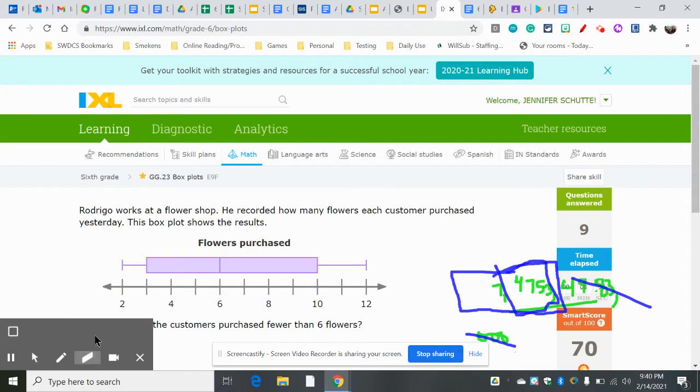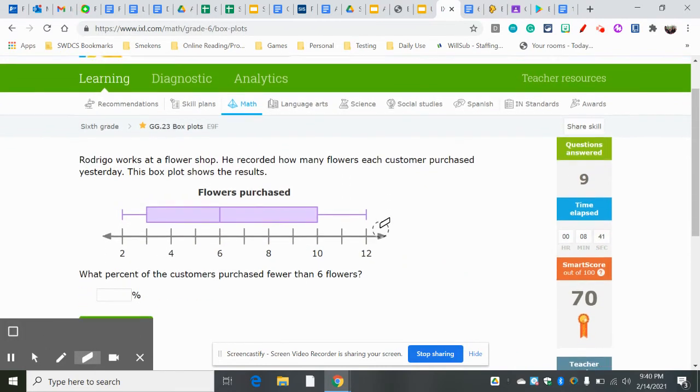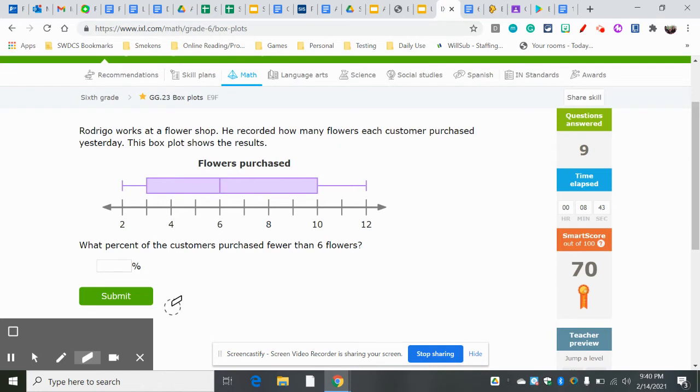Okay, let me clear off here. I'm almost to 80, okay? I want to show you that I can get to 80% and so can you.